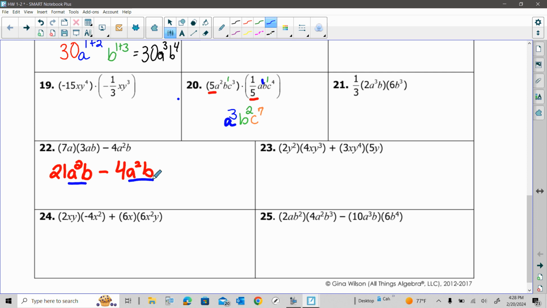So I can now simplify them by subtracting the coefficient. So this actually comes out to be 17a squared b. You keep the variable, you don't change that. We're just changing the coefficient.